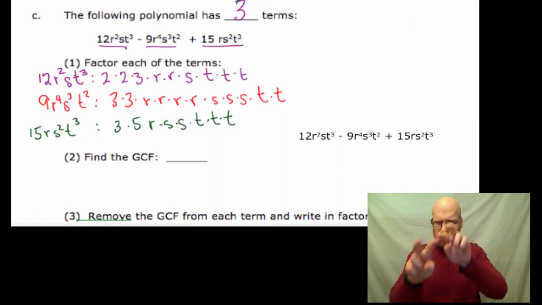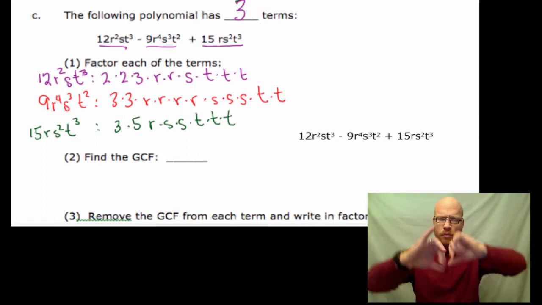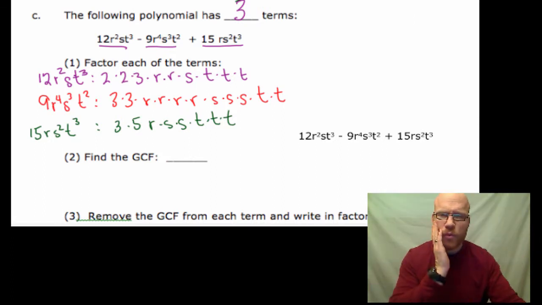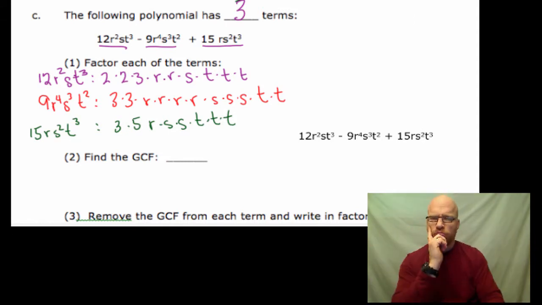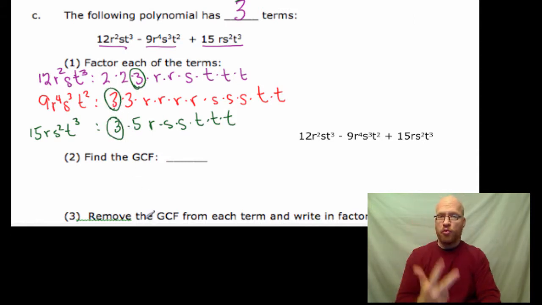Now, my job is to find things that each term has in common and to circle them. Let's look at the 2. Not all of them have a 2, but they all have a 3. So seemingly, they all have a 3. Let me look for something else. Nope. So now for the variable part.